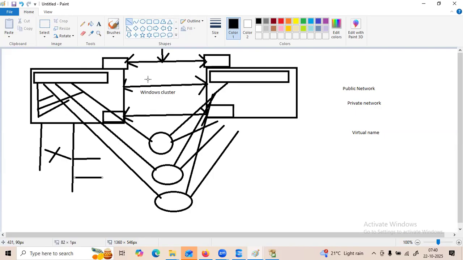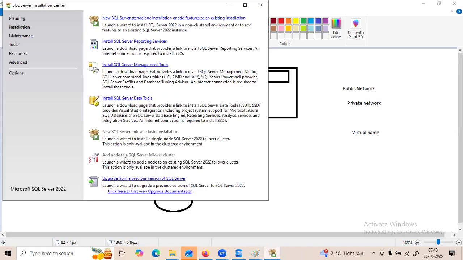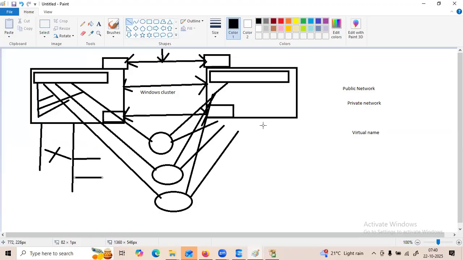At the time of adding the computer using this add node option, what will happen? The SQL Server service will be installed, but it will be stopped. Let me go to here.